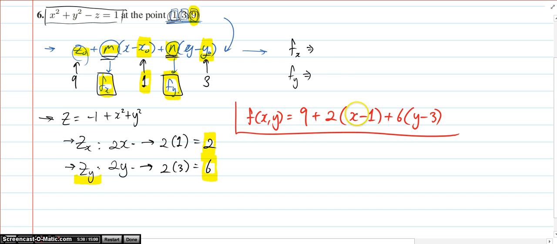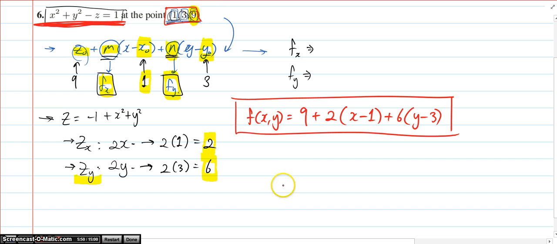So this is the equation of a plane that is tangent to this graph right here at this point. If you look at the 2D graph, and this is the point 1, 3, 9, then we just got this plane equation right here. Thank you.